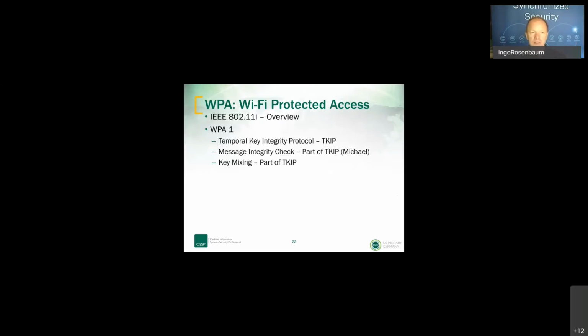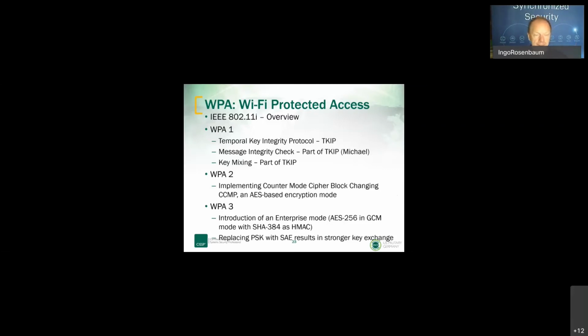Again, there are a couple of versions of WPA. They introduced TKIP, the Temporal Key Integrity Protocol. They have an additional message integrity check called Michael, and a key mixing portion. In the second version, they implemented AES-based encryption with counter mode cipher block chaining. And in WPA3, they introduce the enterprise mode again with AES-256 in Galois counter mode, and they replace the pre-shared key exchange with a technology called SAE, which stands for Simultaneous Authentication of Equals.